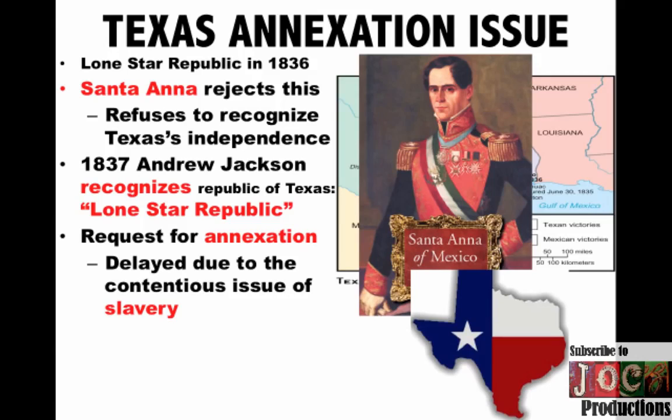But the United States doesn't do this because of the contentious issue of slavery. Northerners are adamantly opposed to Texas becoming a part of the United States, because there's a fear that if Texas joins the Union, it's going to turn into as many as 5 southern slave states. So Jackson does not annex Texas. Martin Van Buren, the president after him, does not annex Texas.